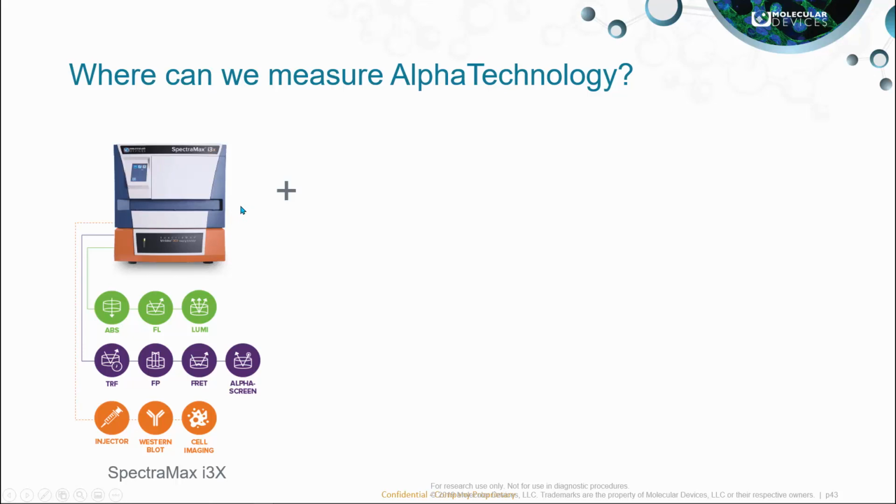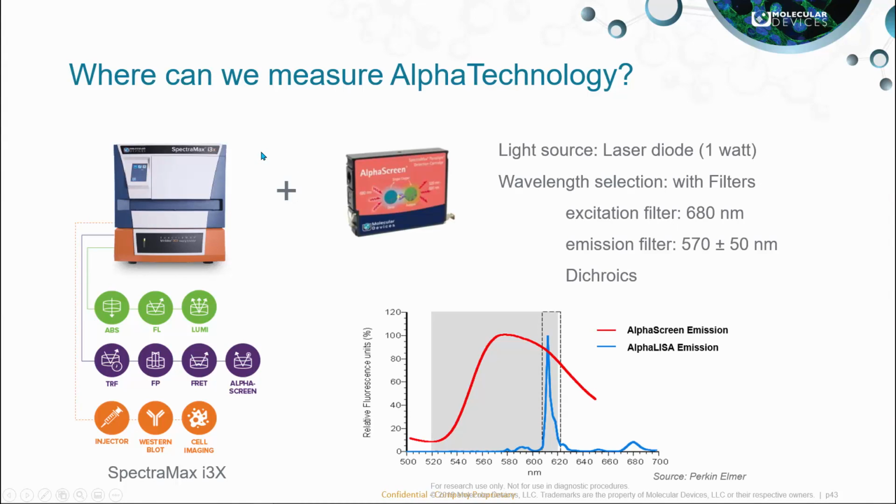In order to be able to measure alpha technology, one of our multimode readers, the SpectraMax i3x, together with a filter cartridge, is compatible for measuring AlphaScreen and AlphaLISA. Some benefits from these cartridges are the use of a strong light source, a laser diode, and also the use of excitation and emission filters.